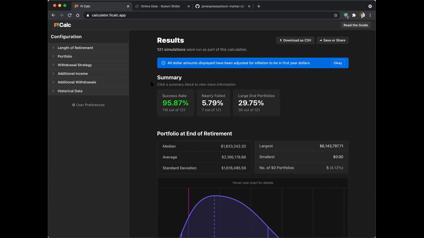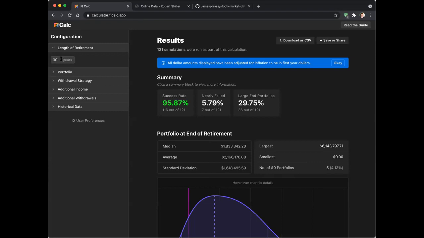this is not a Monte Carlo simulator that has things like small perturbations on data. It's using Shiller's data set, unmodified. Simulation one starts at 1871. Simulation two starts at 1872. That's the only difference between the first sim and the second sim. So there are 121 sims being run here because that's how many 30-year intervals there are between 1871 and 2020.